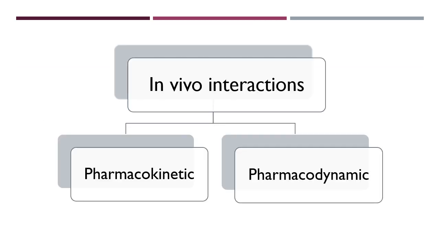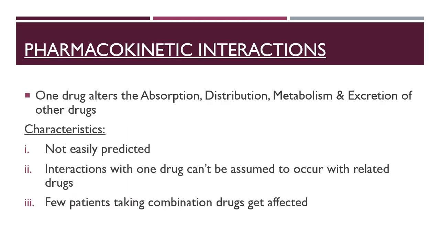In vivo interactions, you have been told that there are pharmacokinetic interactions, and maybe they are pharmacodynamic. Pharmacokinetic interactions: one drug changes the absorption, distribution, metabolism, or excretion of the other drug. These are the various levels at which there may be interaction.